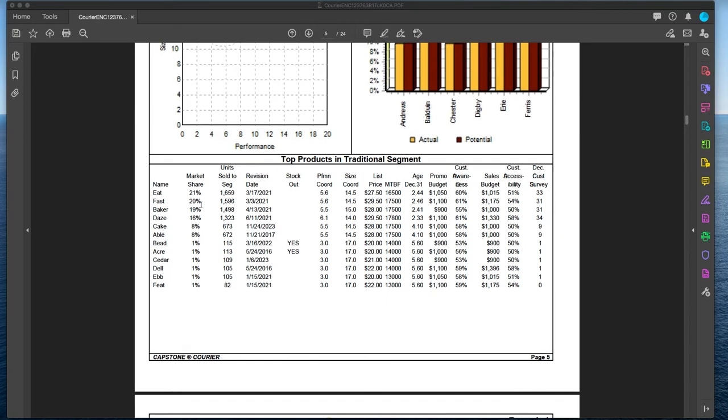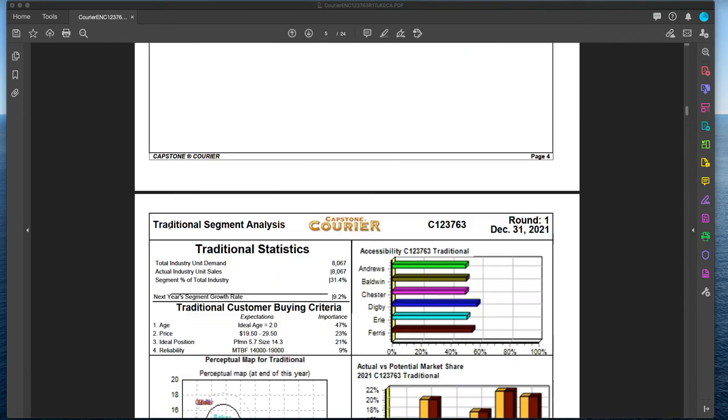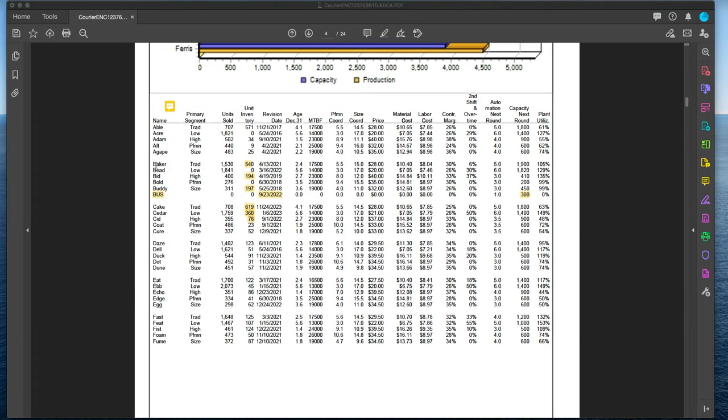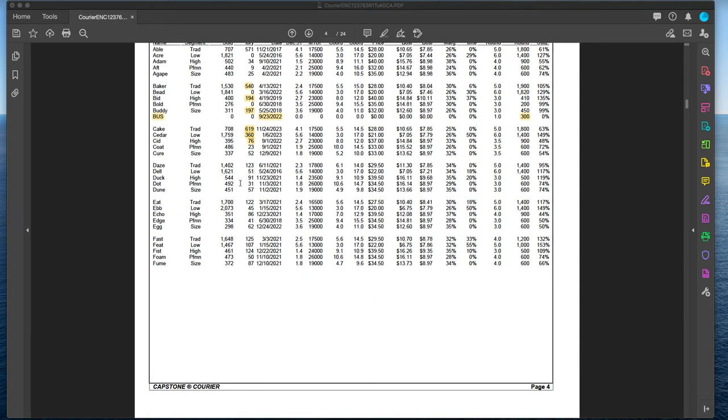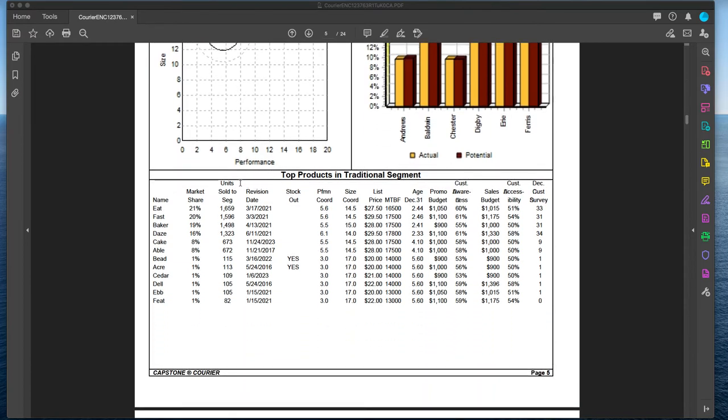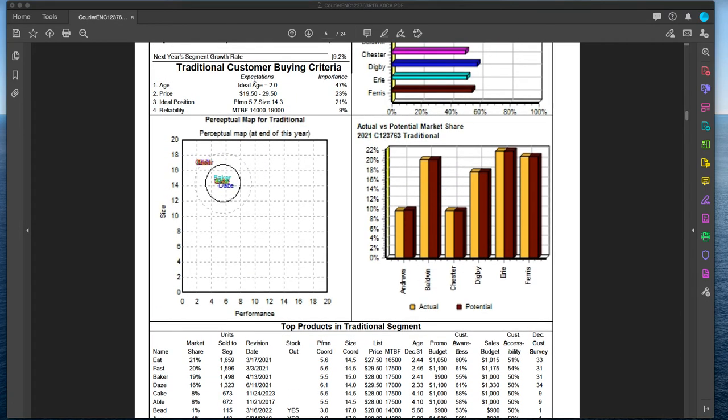Now, as we remember, if we looked up at the top, a couple of these companies struggled in this group. It looks like Able and Cake in particular had almost as many units of surplus inventory as they sold. So let's look at those real quick. We see here Cake and Able only had 8% of the market share, and the age of their product is 4.1 years. So this did not meet the number one buying criteria.